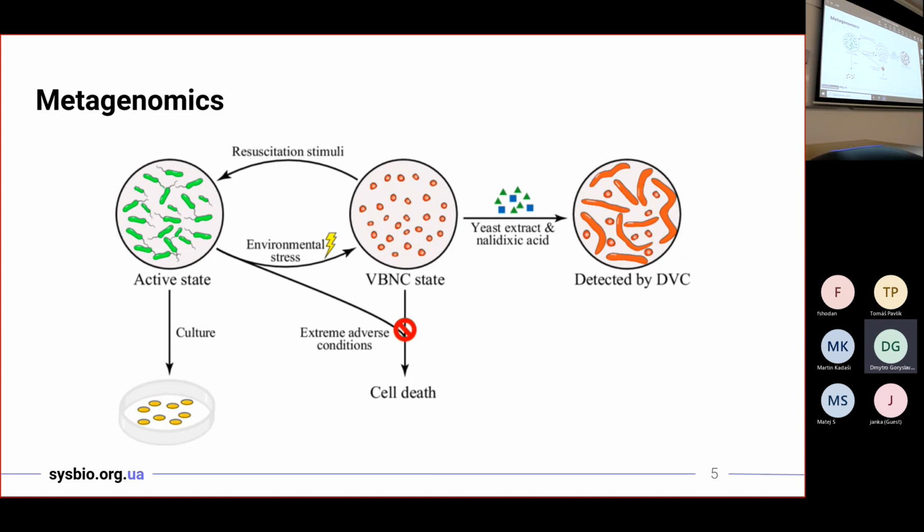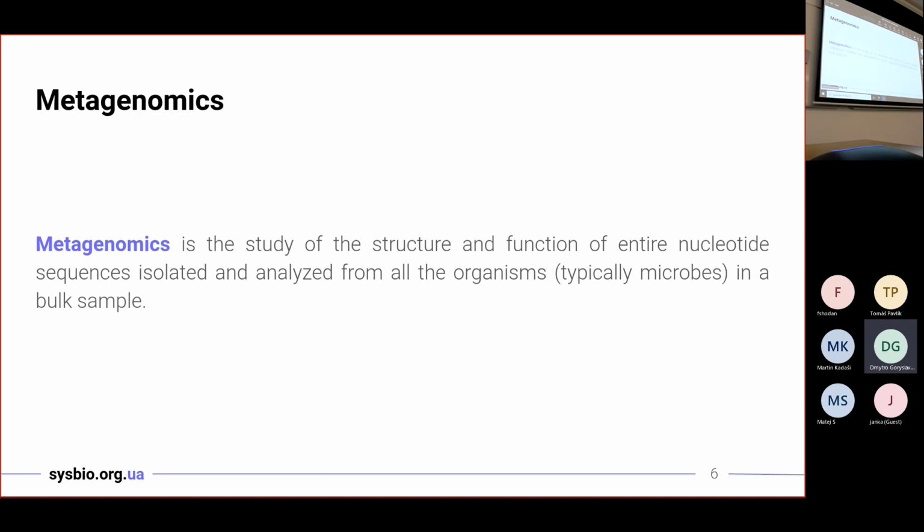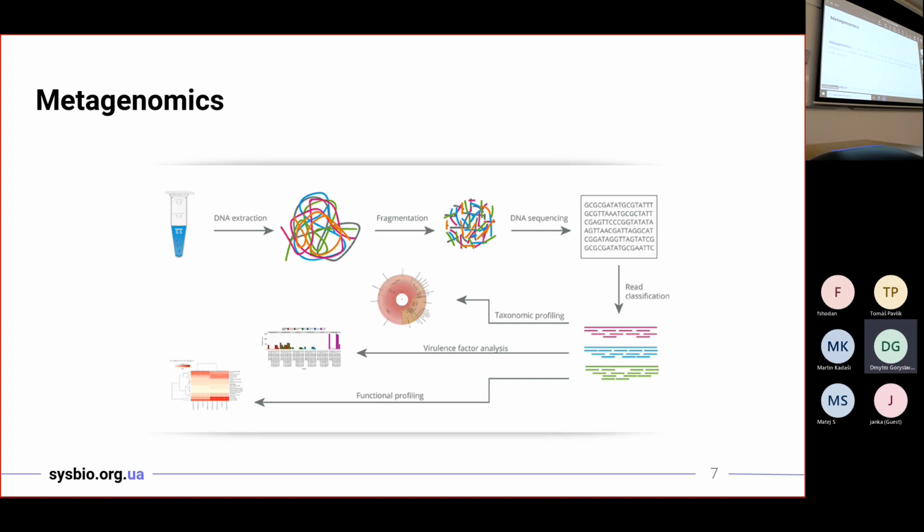That means that the only way to analyze those microorganisms is to collect them directly from the environment. And that's where metagenomics comes into play. Metagenomics is the study of the structure and function of entire nucleotide sequences, isolated and analyzed from all the organisms in a bulk sample. This sample can be collected from different types of environments, for example sewage, human skin microbiome or soil microbiome, depending on what you are studying.